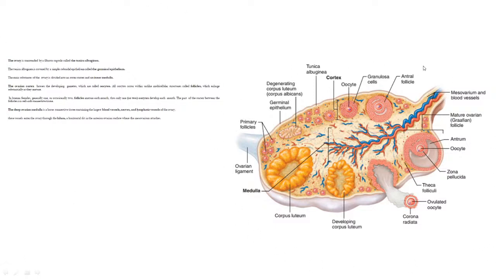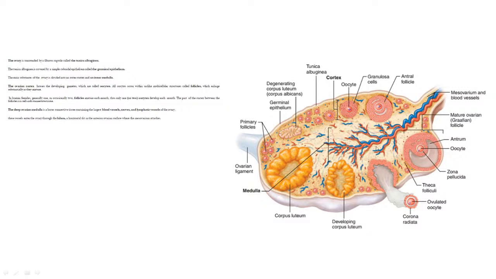The ovary is surrounded by a fibrous capsule called the tunica albuginea. The tunica albuginea is covered by simple cuboidal epithelium called the germinal epithelium. The main substance of the ovary is divided into an outer cortex and an inner medulla. The ovarian cortex houses developing gametes, which are called oocytes.